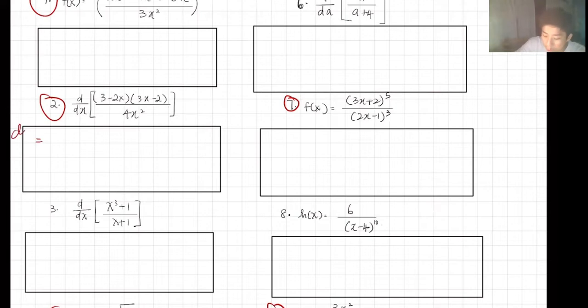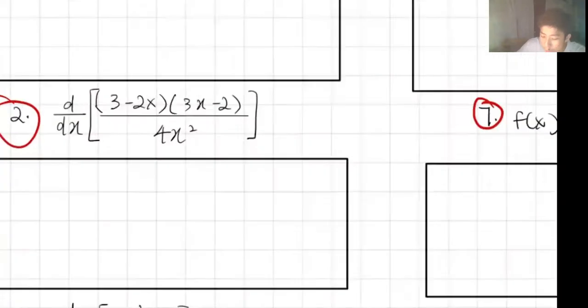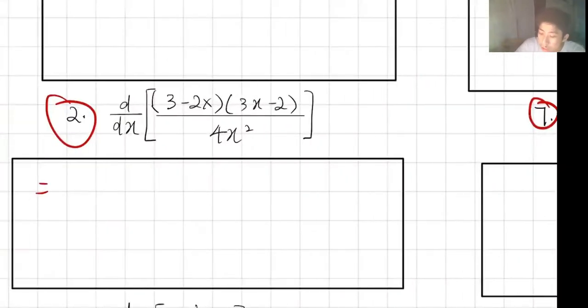You don't have to write dy/dx equals. You just write equal straight away. d/dx of this one is equal to what? You just differentiate whatever is inside. So you can see it's actually a function of x divided by a function of x.